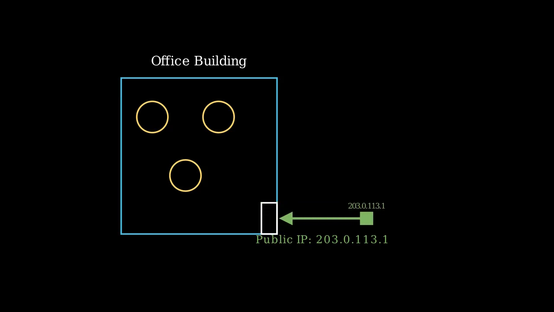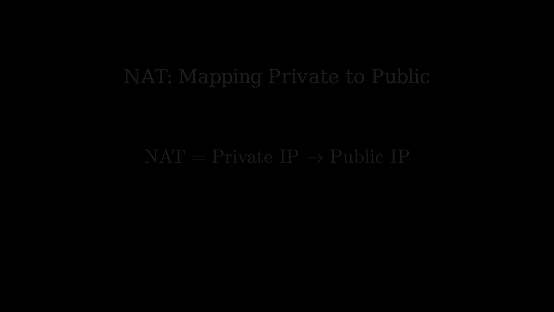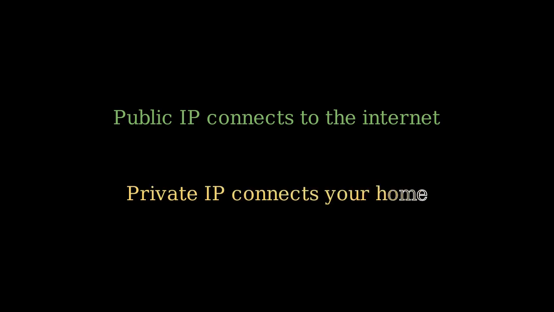As the packet hits the router at the front door, the address is swapped to your public one, so the internet knows where to send the reply. This process is called network address translation, or NAT, which maps your internal private address to your external public address. Think of your router as a specialized front door that manages all traffic flowing between your private home network and the vast internet cloud. Ultimately, your public IP connects you to the entire internet, while your private IP only manages the devices connected inside your home.